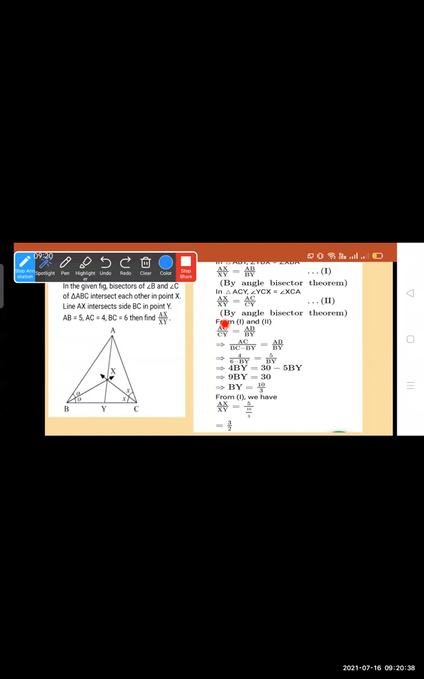Easily you put the values, but in CY, here we have BC. BC is 6. So here we write BC minus BY. In place of CY, we write BC minus BY. So AC is 4, BC is 6, 6 minus BY as it is, AB is 5, BY as it is. Then here cross multiply. So 4 BY is equal to 5 sixes are 30, 30 minus 5 BY.